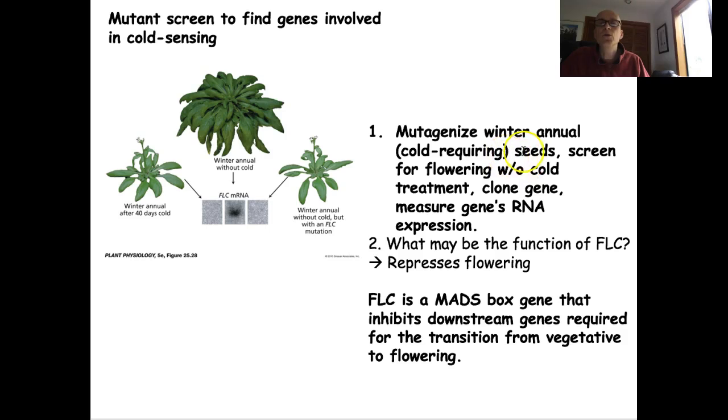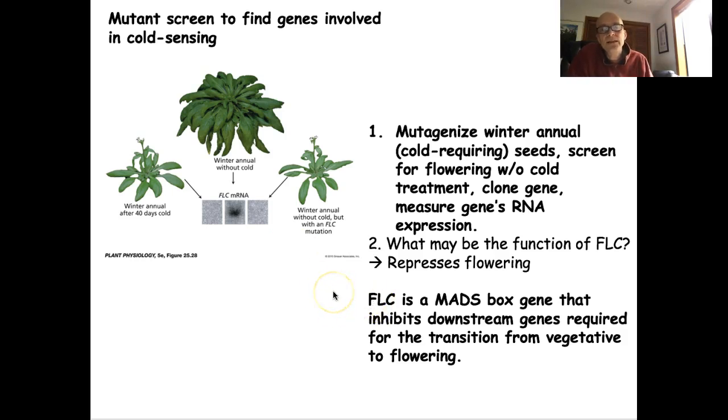Mutagenize winter annual, cold-requiring seed, then screen. So these are mutagenized seeds, of course, then screen for flowering without cold treatment. So those are these. And then clone the gene, measure the gene's RNA expression. And then you see that there isn't a gene expressed here and there is a gene expressed here. So what does that mean for the function? Well, it seems that as long as you have the gene there, that is not inducing flowering, right? Because this one isn't flowering, and when you don't have the gene, the plant is flowering. So it must mean that the function of FLC is repression of flowering. So FLC is a major floral repressor.